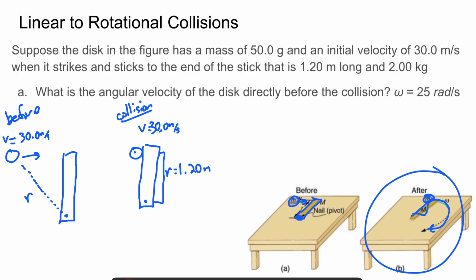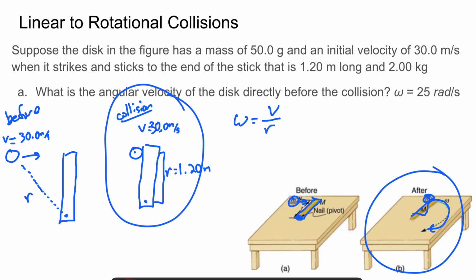Since we know those 2 things, at this instant before the collision, we can find an angular velocity. Its angular velocity is equal to its velocity divided by its distance away from the point of rotation. It hasn't technically started rotating just yet, but right after it hits, it will, so we can pretend it has some angular velocity. That equals its translational velocity, 30 meters per second, divided by its distance from the pivot point, 1.2 meters. The meters cancel out, and we end up with radians per second. 30 divided by 1.2 gives us 25 radians per second.